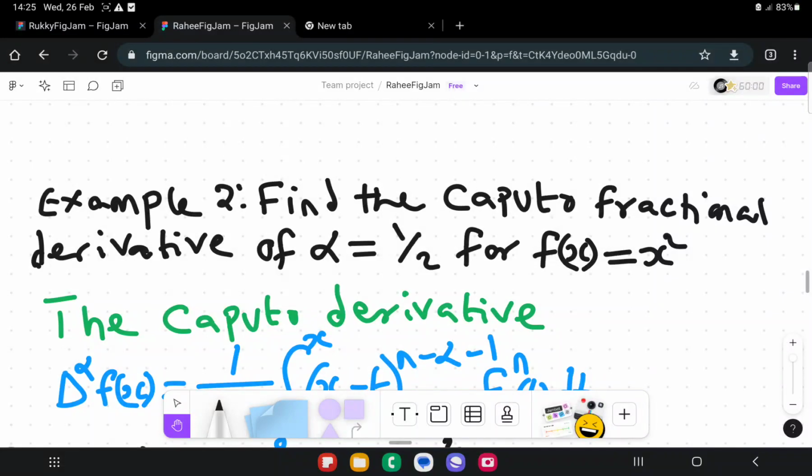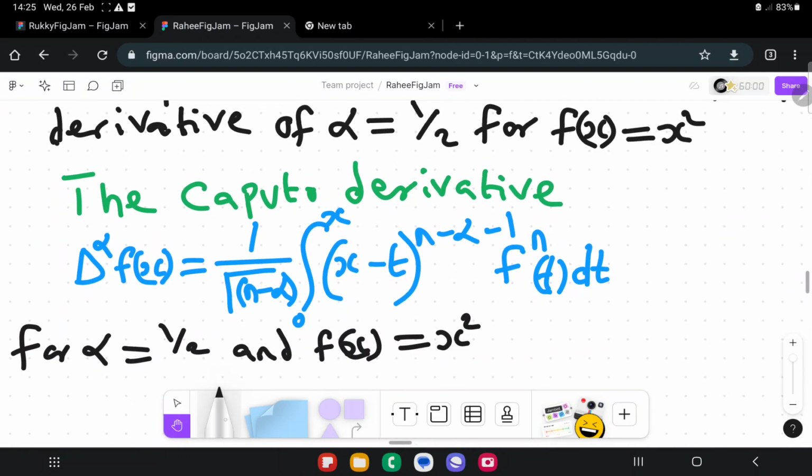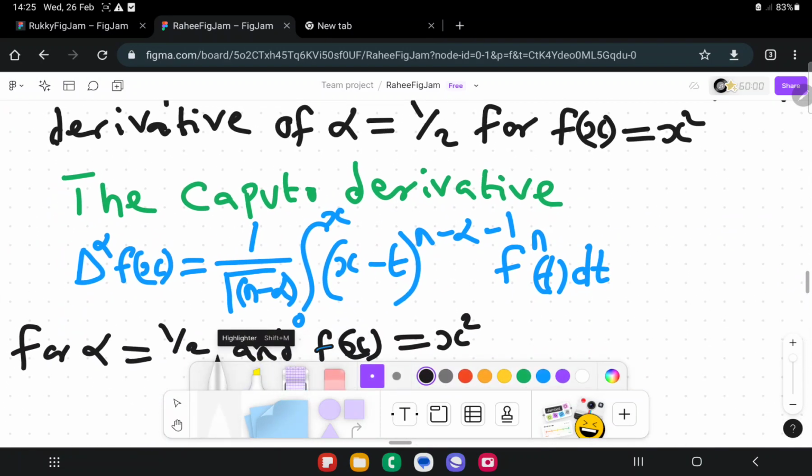In our previous class, we talked about the Riemann-Leibniz fractional integral, and I solved one example on that. Today, we're going to look at the Caputo fractional derivative, I beg your pardon. Here we have the value of our alpha to be 1/2, and f of x given to be x squared. Now, our Caputo fractional derivative is given to be what we have here.